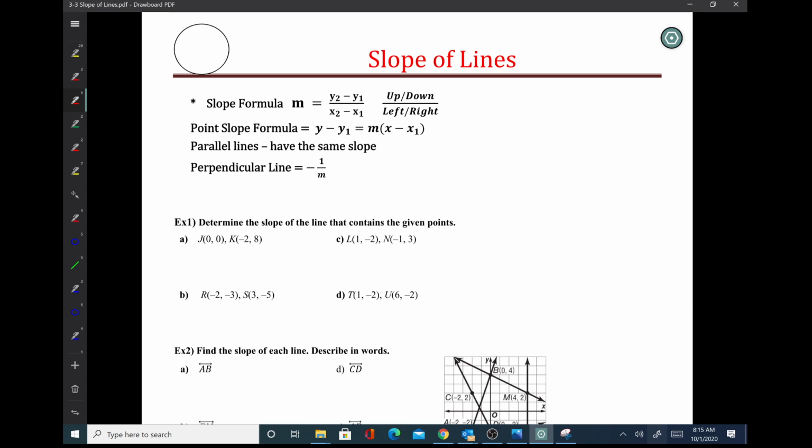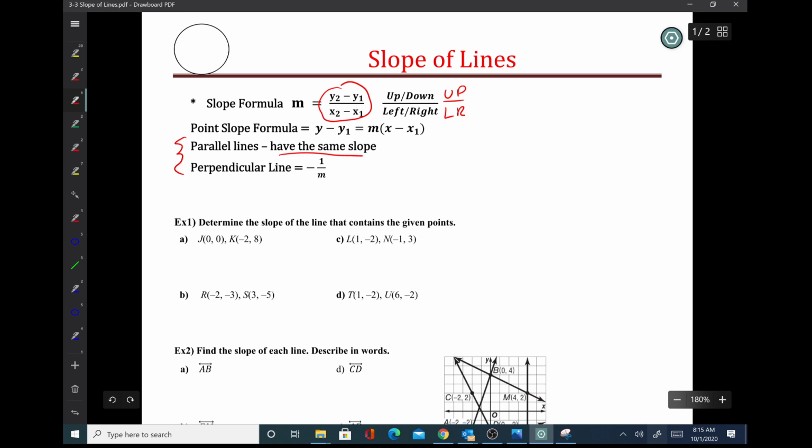Don't forget y2 minus y1 over x2 minus x1, right? The change in the y's over the change in the x's, right? And up, down, left, right, if you had me last year. Don't forget the point slope formula, y minus y1 equals m times x minus x1. Remember these two keys. These are the keys for today.